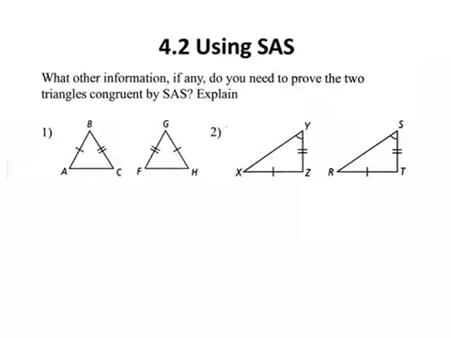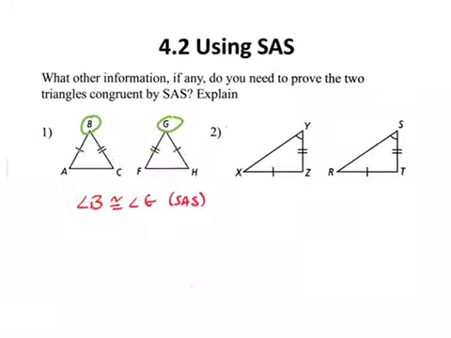So here it says, what other information, if any, do you need to prove the two triangles congruent by side angle side? Well, we already know the two sides here. We've got BA is congruent to GH and BC is congruent to FG. So the only thing we're missing would be the angle. So that means in this case, we need to know that angle B is congruent to angle G if we're choosing to use side angle side.